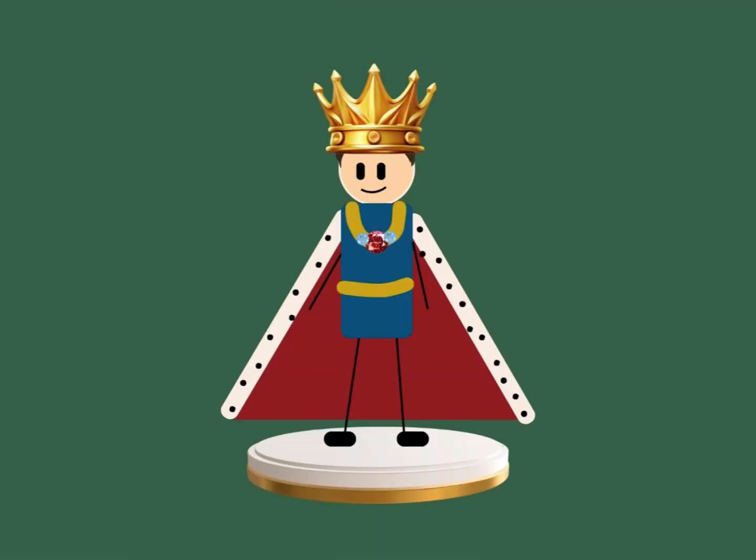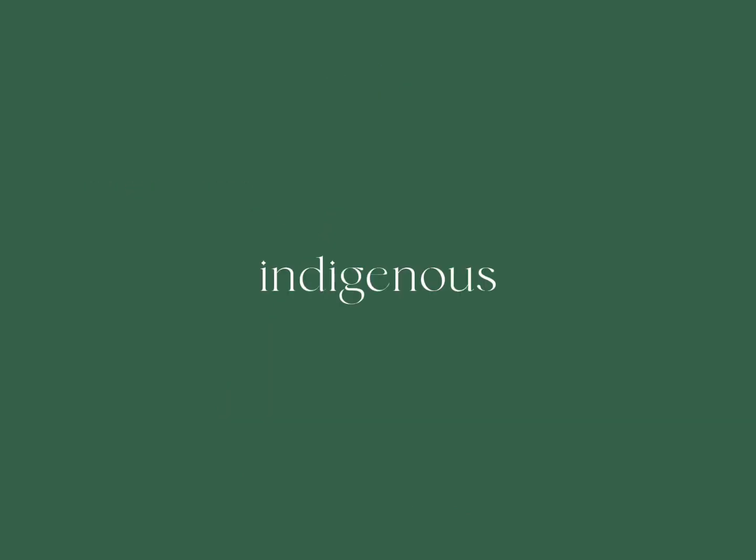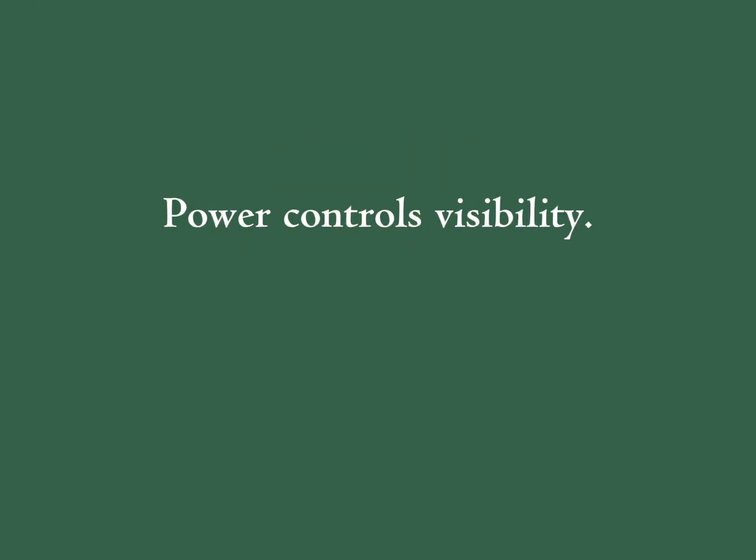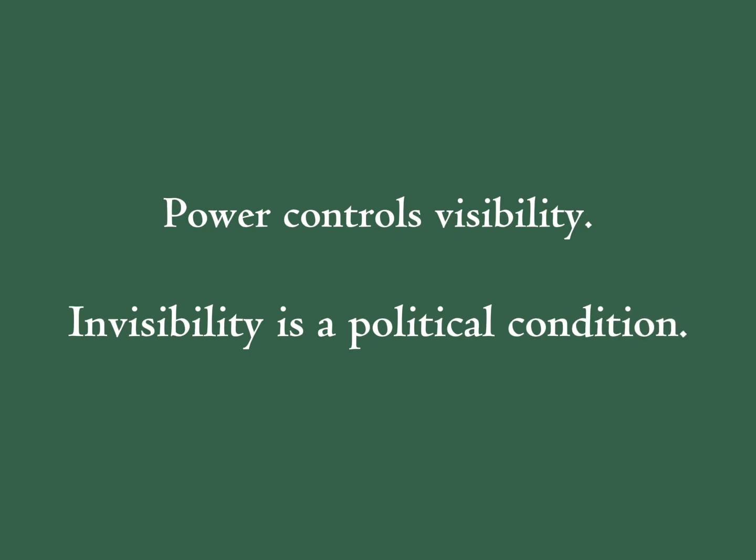Naming is also an act of power. Maps decide which names appear and which are erased. Indigenous names have often been replaced by colonial ones. Places labeled empty or unnamed are easier to claim, control, or ignore. Power controls visibility, and invisibility is a political condition.